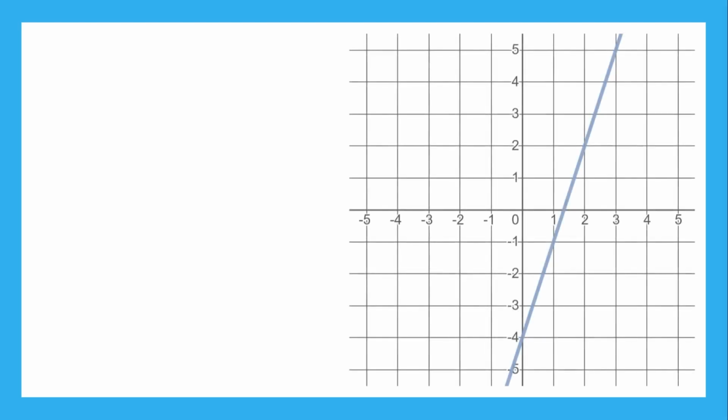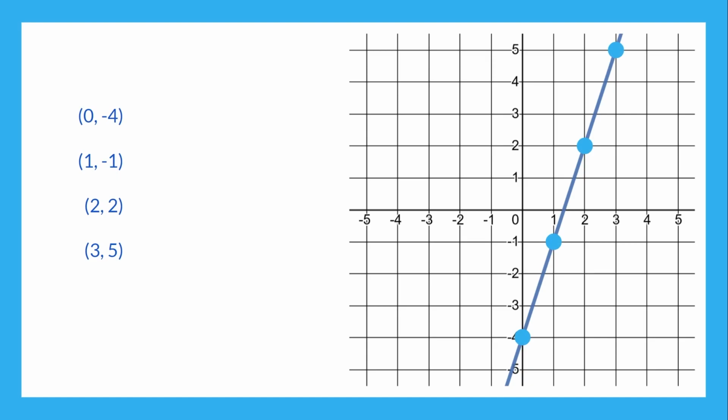The easiest way to understand inverses is by seeing some. Here's a basic linear function, and here are some of its points. To find the inverse of this function, we literally swap the inputs and the outputs. (0, -4) becomes (-4, 0). (1, -1) becomes (-1, 1). Because the input and the output for the point (2, 2) are the same, the inverse will also stay the same. And finally, (3, 5) becomes (5, 3).